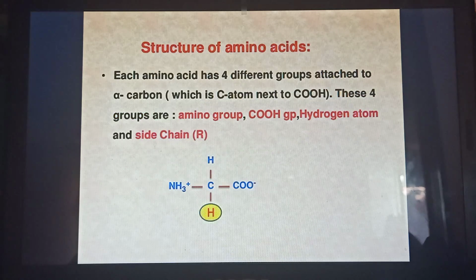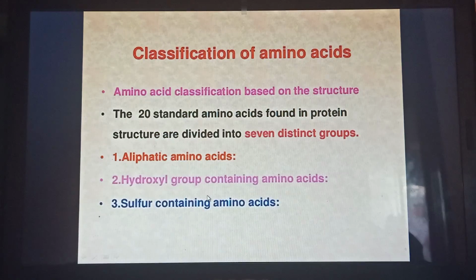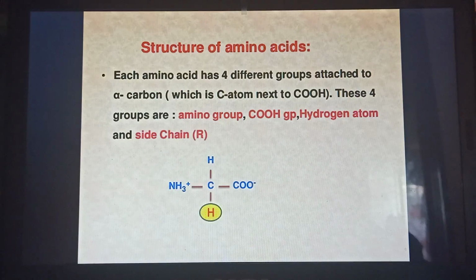Then regarding the structure, we can see here at the bottom that the structure consists of an amino group and a carboxyl group. Each amino acid has 4 different groups attached to the alpha carbon. The alpha carbon is the carbon next to the COOH group. Here is the COOH group, and the carbon next to that is called the alpha carbon. We can see that this alpha carbon is attached to 4 different groups.